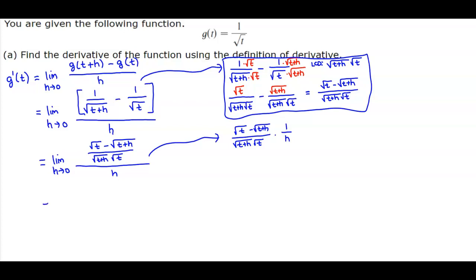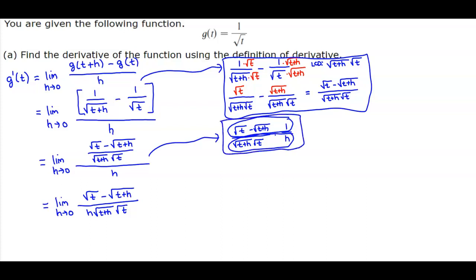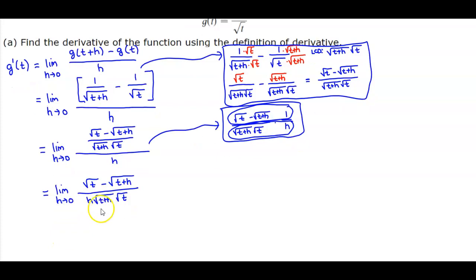And so then what we get next is the limit as h approaches 0. So now in our numerator, we're going to have the following. We have the square root of t minus the square root of t plus h. And then we're going to divide that by h times the square root of t plus h times the square root of t, because we're multiplying those together. Okay, so now we have this limit.